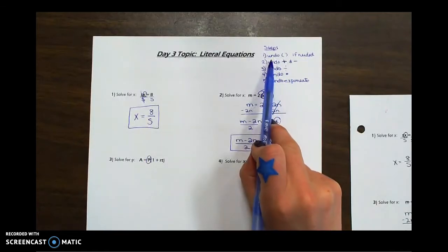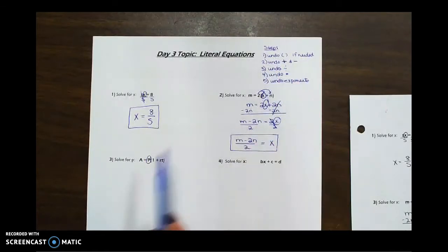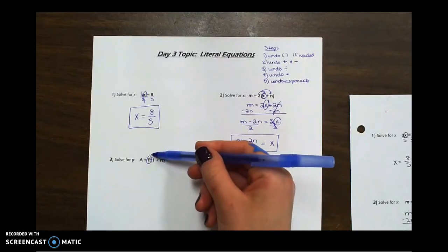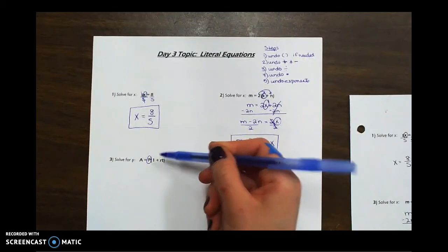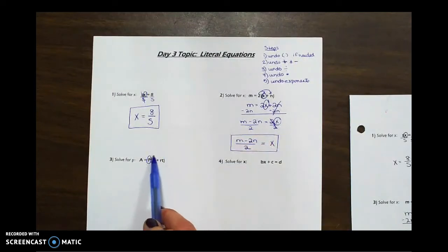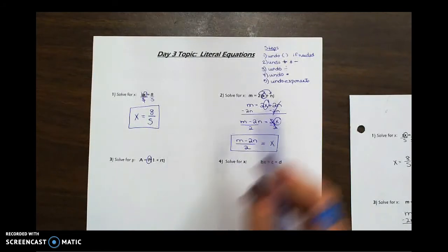So step 1, undo parentheses if needed. Well, let's think about this. If I were to distribute, how many p's would I then have? I would have 2 p's, and I don't want 2 p's. I want to have just 1, so I'm going to keep that right where it is. So this is an example where we're not going to undo the parentheses. So let's take a look.